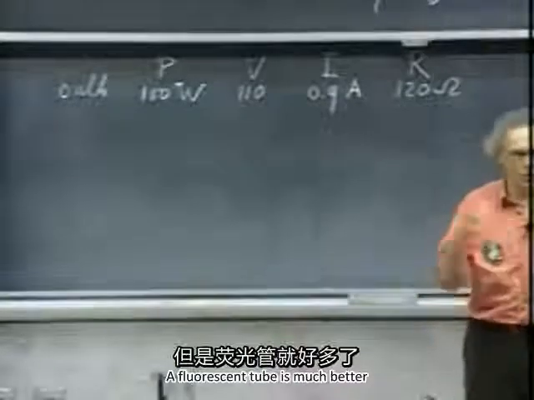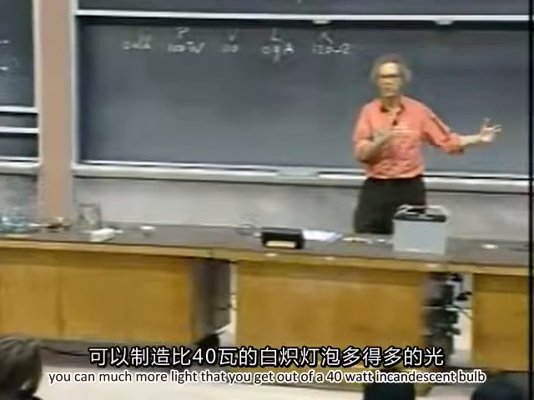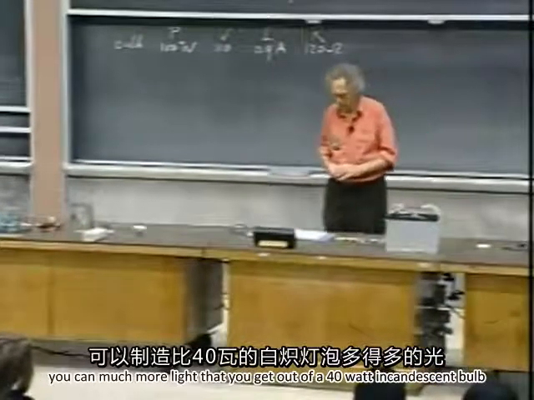A fluorescent tube is much better. So if you have a 40-watt fluorescent tube, you get much more light than you get out of a 40-watt incandescent bulb.